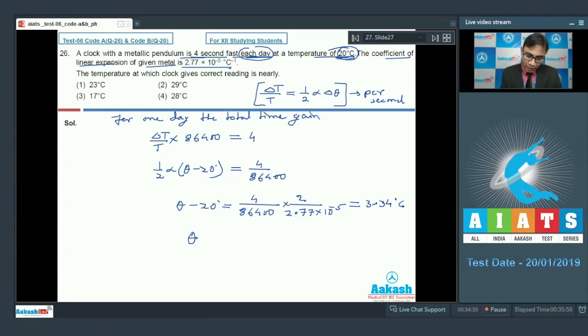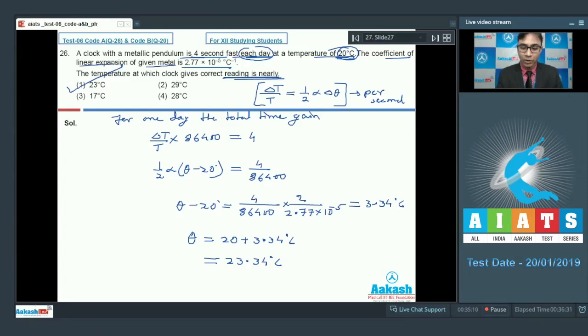So we can say that the actual temperature at which it will give the correct reading will be equal to 20 plus 3.34 degrees centigrade, which is 23.34 degrees centigrade. So this is our answer. But according to the question, we need an approximate value. If you check the options, 23 degrees centigrade is the closest value. So option number 1 will be the correct choice.